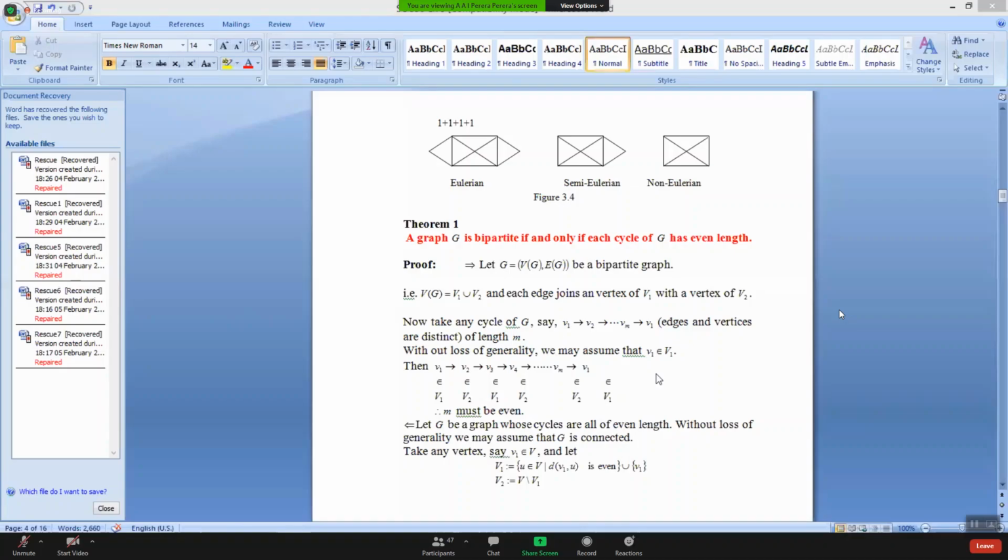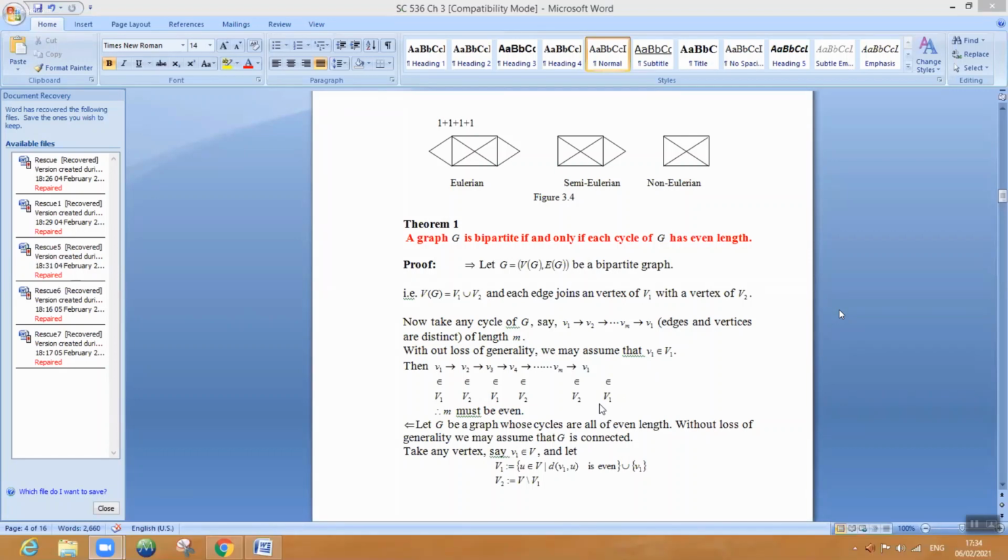The other way is the converse. If the graph has only cycles of even length, take a connected graph. We take one vertex in V1, and we take all the vertices which are at even length from that vertex. From that vertex, length 2, length 4, as one set, together with V1, and all the vertices at even length form one set, and the remaining vertices are the other. Then it is fine.